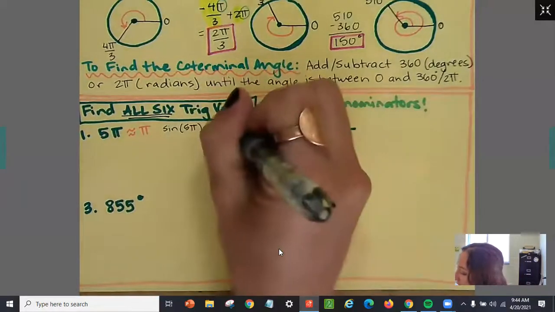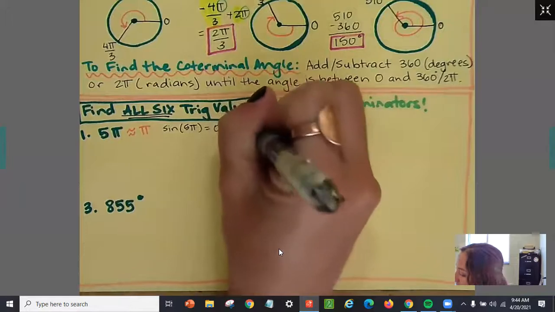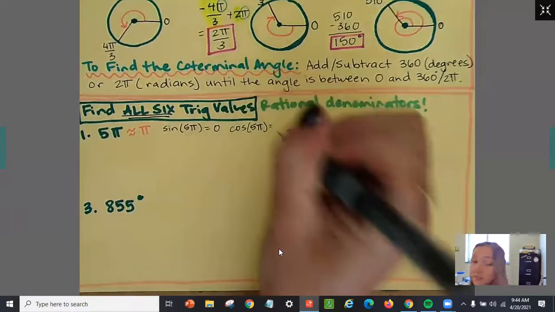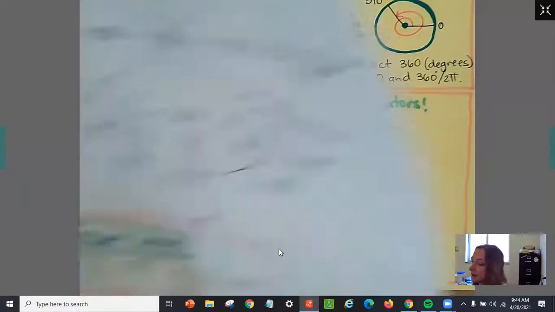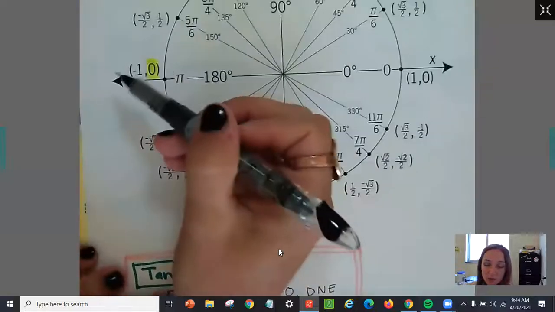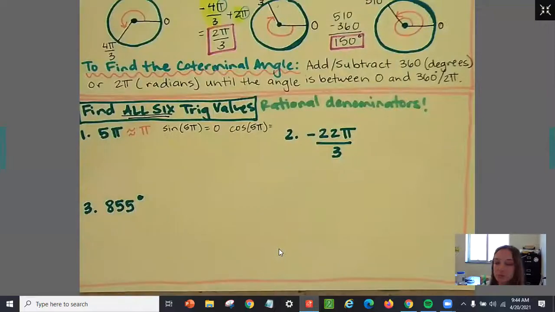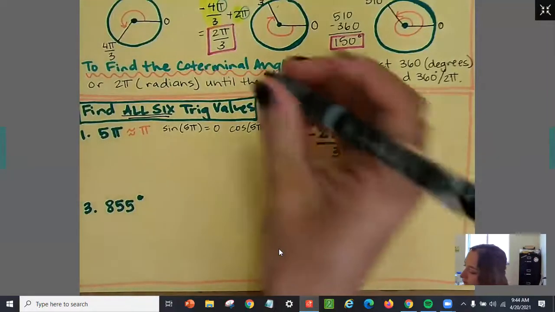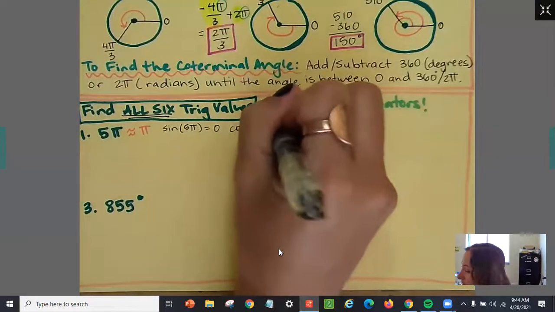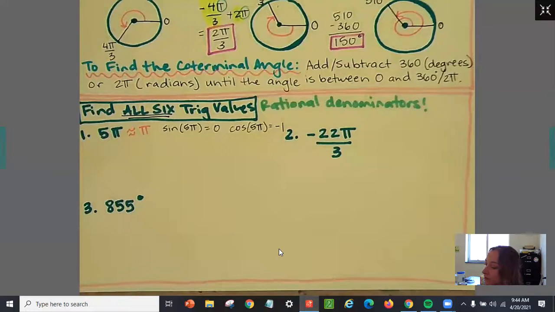All right, now let's look at cosine of 5 pi. And that's just going to be the x value at pi. So the x value at pi is going to be -1. So that is our answer for cosine, -1.